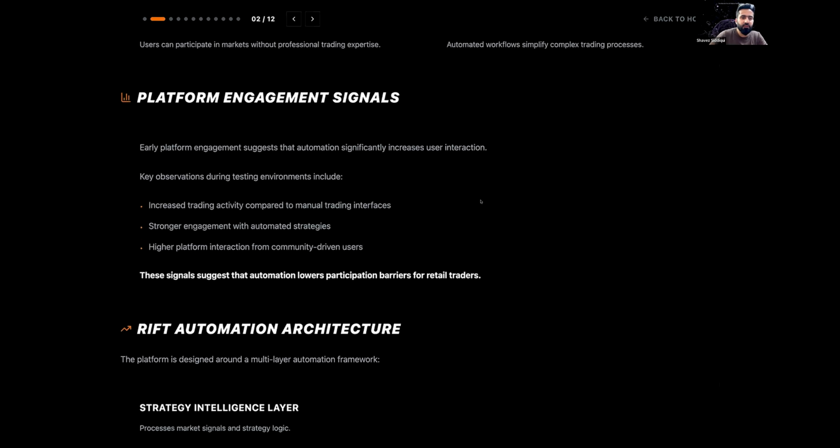So in the testing environment, we observed increased trading activity compared to manual trading interfaces, stronger engagement with automated strategies, and higher platform interaction from community driven users. We also ran some campaigns on trading forums on Reddit where there were traders, and we gave them free access to the product to test our scripts and our auto trading engine, and they were more inclined towards the auto trading engine.